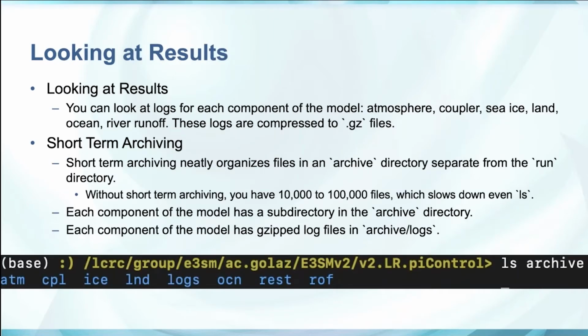So once it runs, you can look at the results. There's a lot of results, tens of thousands of files or more. So you can do short-term archiving to help consolidate or organize that a bit more. We have a screenshot of the subdirectory structure. There's a subdirectory for each component of the model, atmosphere, coupler, etc. Also for logs and restart files. So this really helps organize the structure a bit more than what it is without the short-term archiving. Next slide, please.